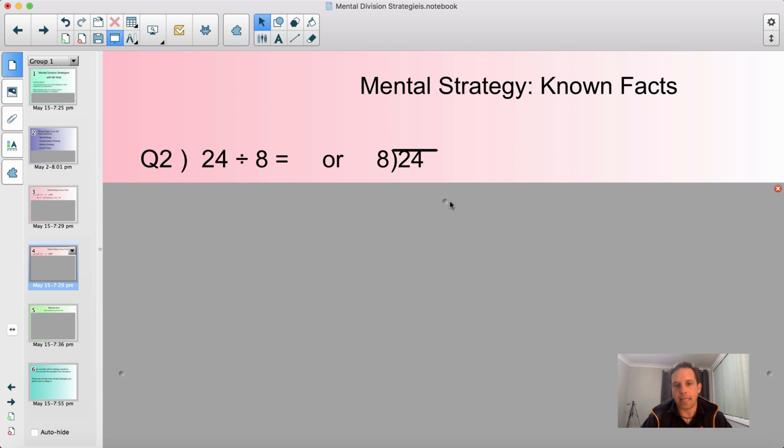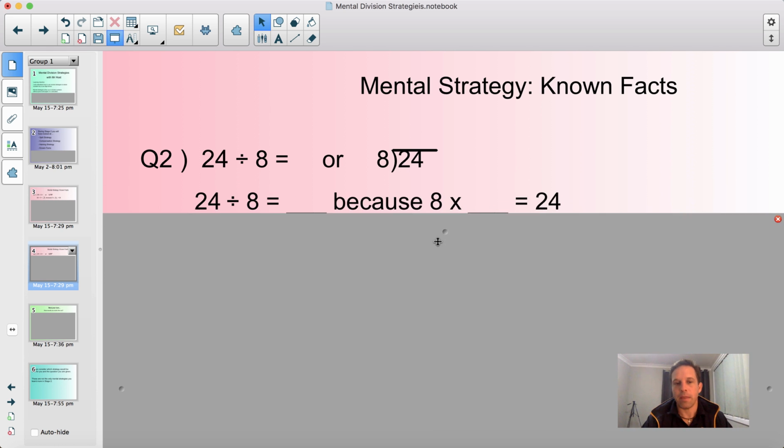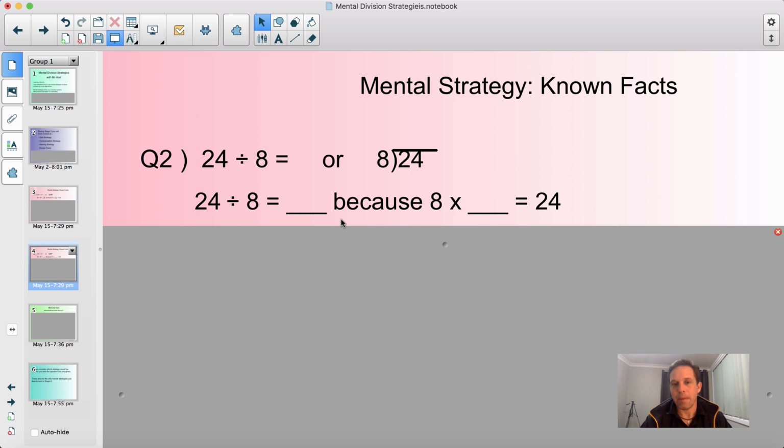24 divided by 8. Now 24 divided by 8 again can be shown in these two different ways. Now 24 divided by 8 equals, let me think, 3. Because I know that, I'm changing it to a pen, 8 times 3 equals 24. So therefore 24 divided by 8 equals 3.